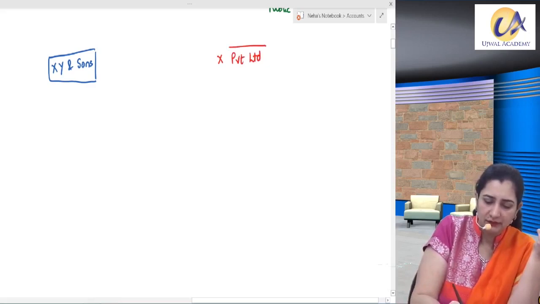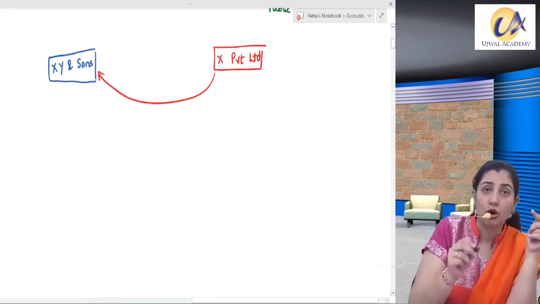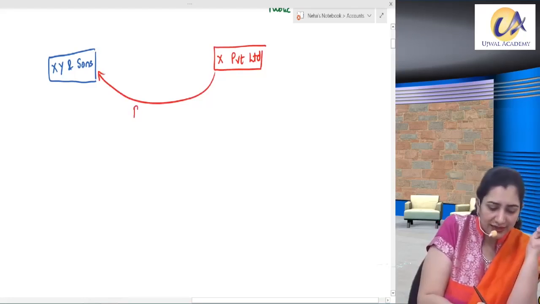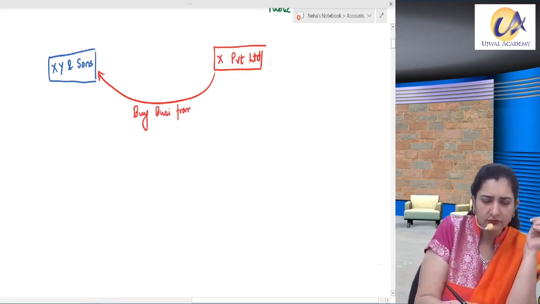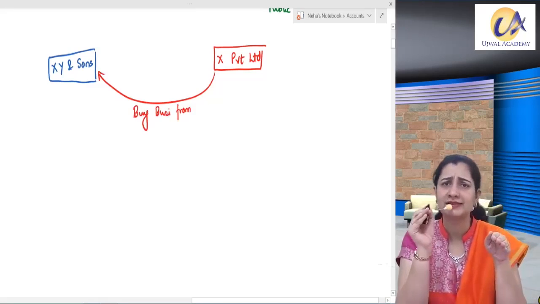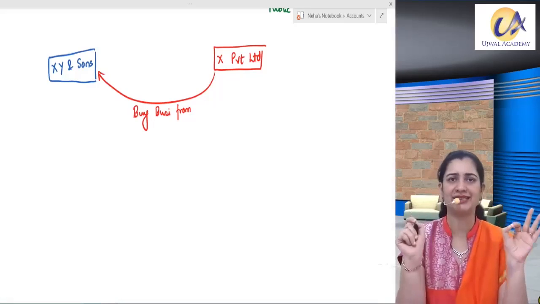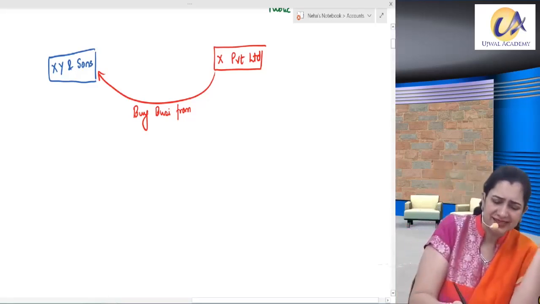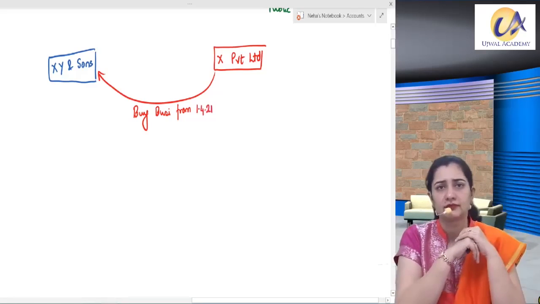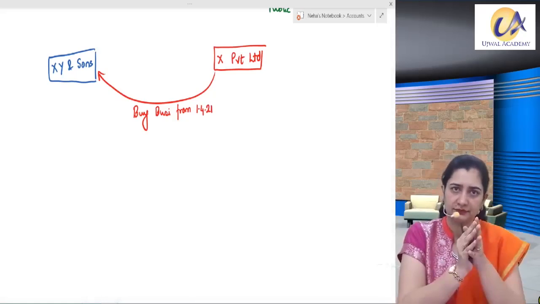For example, this company wants to buy the business of XY and Sons. They buy this business from a particular date. They decide that with effect from this date I will buy your business. Let's take an example. The date is 1/4/21. So they say we will take over your business from 1/4/21.